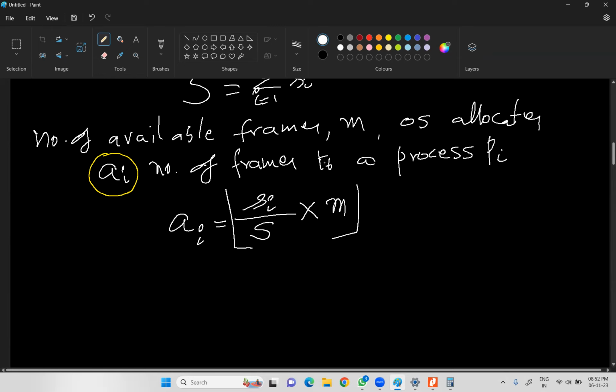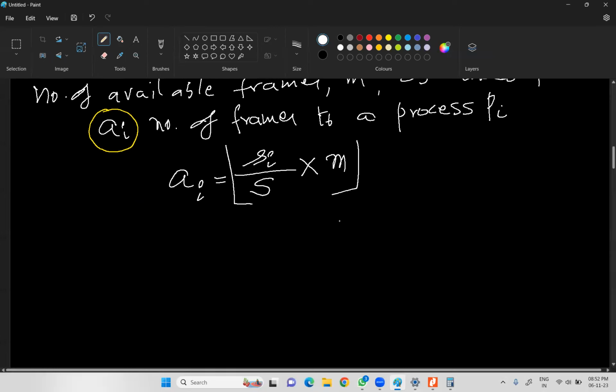For example, let us consider, as per our previous assumption, that 93 frames are available. 93 frames are available for us as per our previous assumption, the number of available frames.